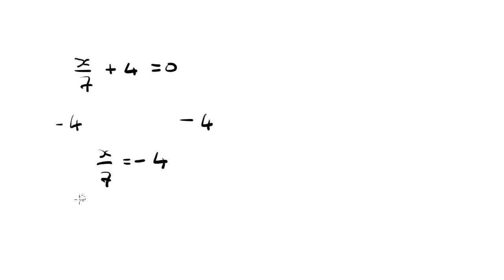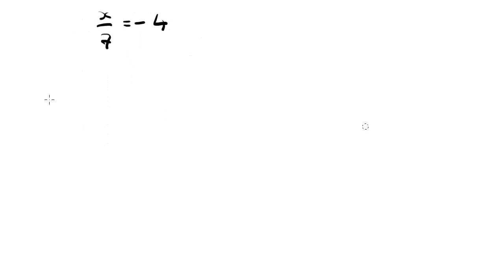So how do we do that? Well, just like before, we need to multiply by 7. So let's see how that works. Multiplying by 7. So that will move it from the left-hand side over to the right-hand side where we need to actually do the multiplication, and we do 7 times minus 4.